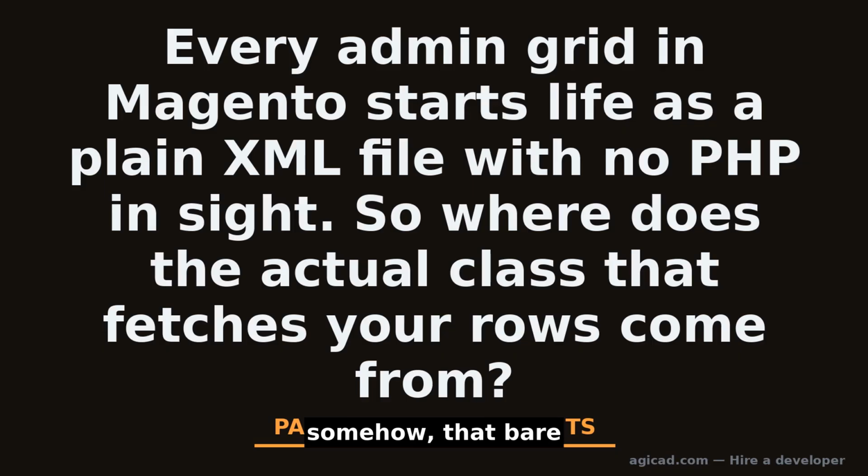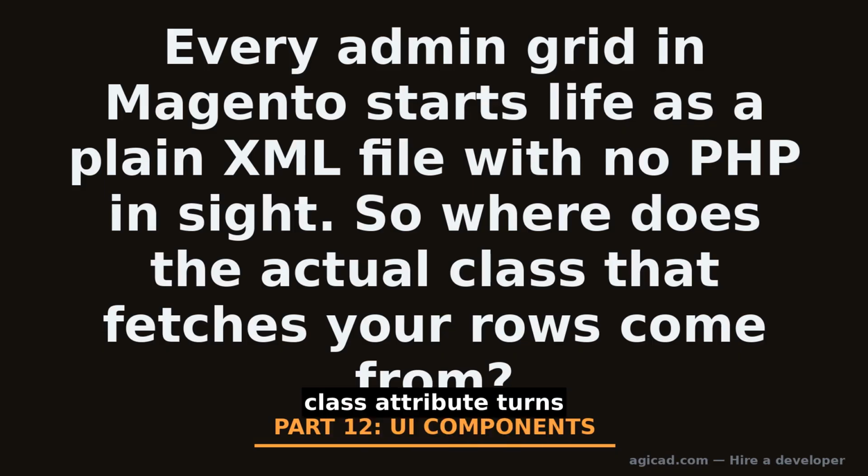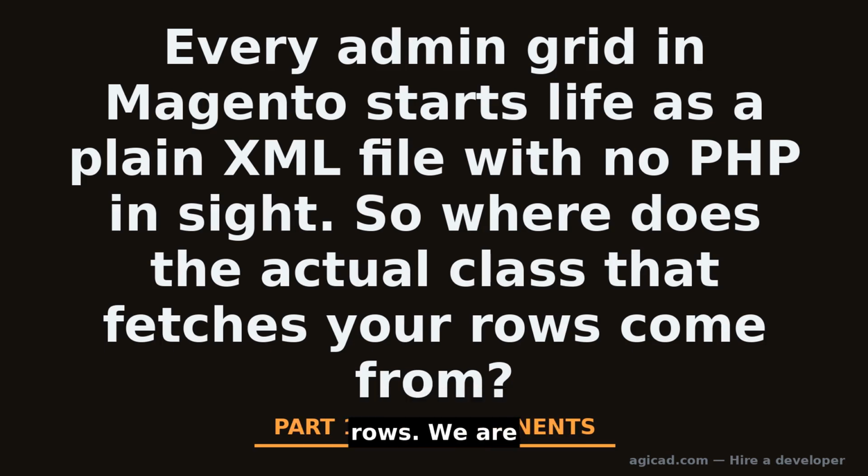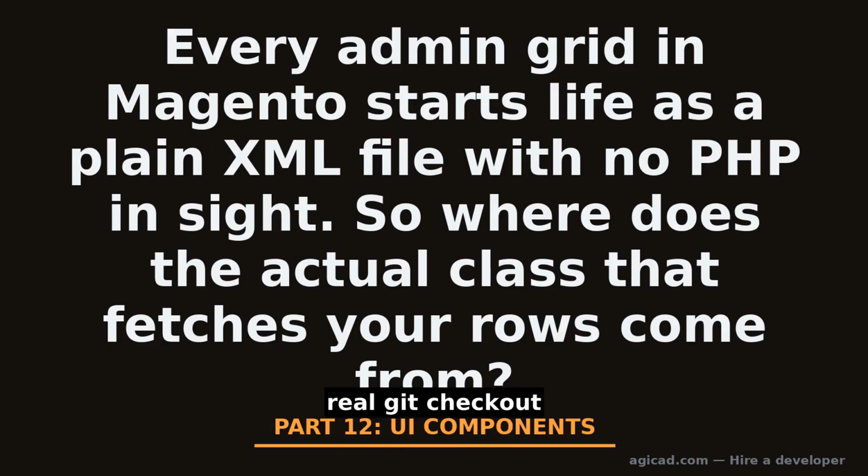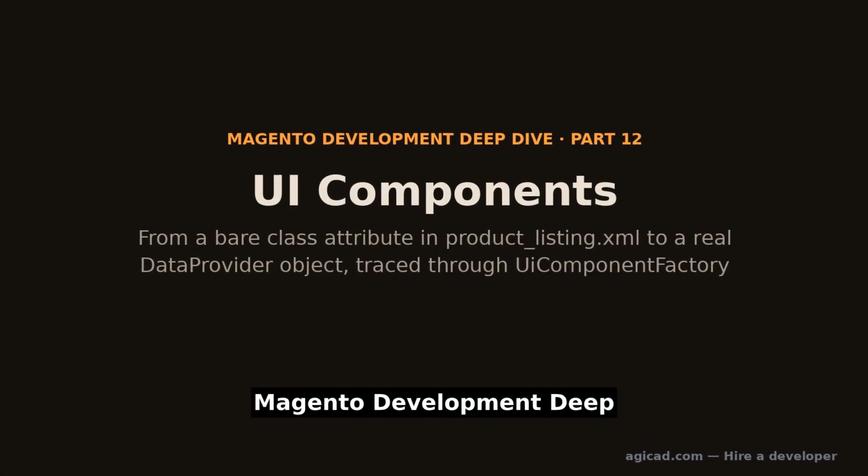And yet, somehow, that bare string in a class attribute turns into a live object with a real getData method returning real product rows. We are going to trace exactly how that happens, using the real product grid XML and the real factory method that reads it, every file and every line from a real git checkout of the pinned 2.4.9 tag. Welcome back to Magento Development Deep Dive.